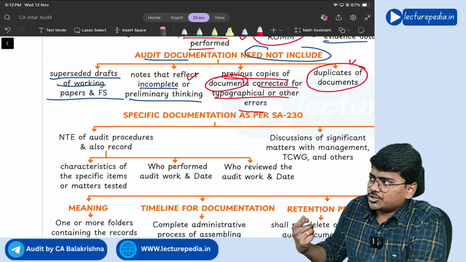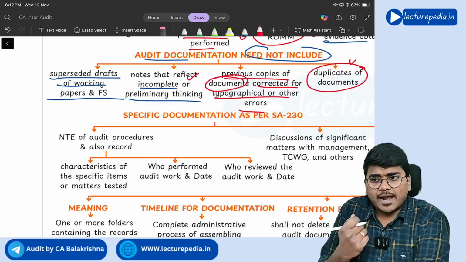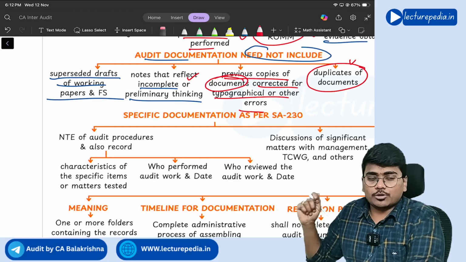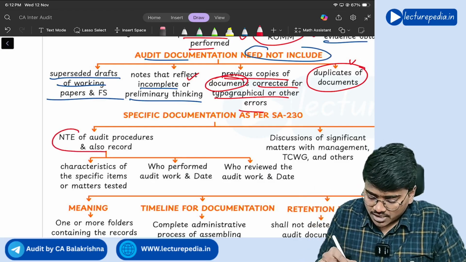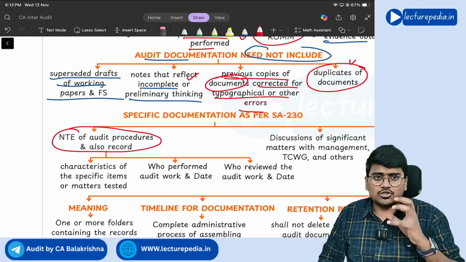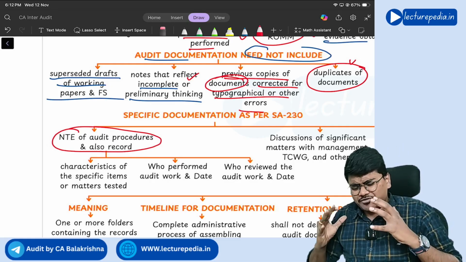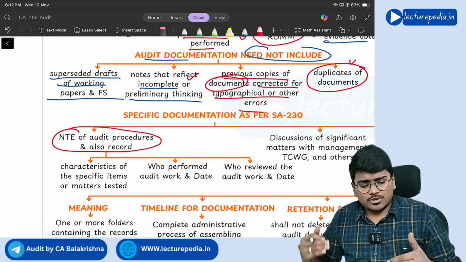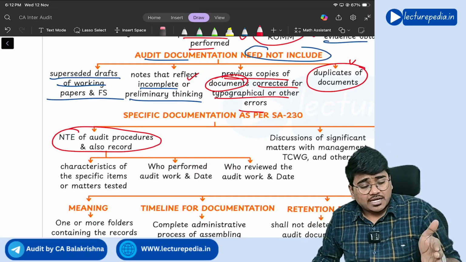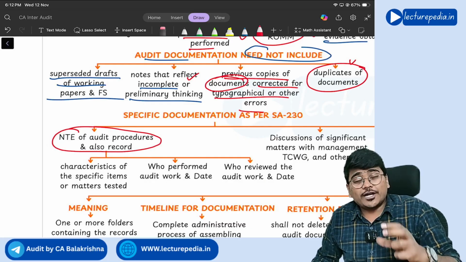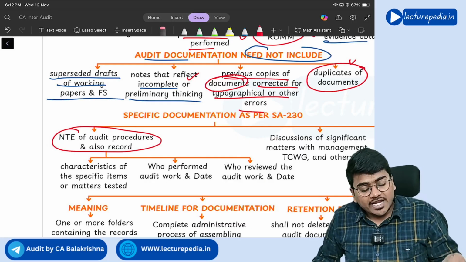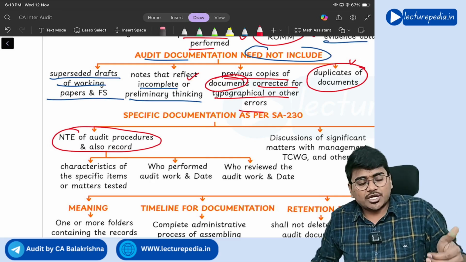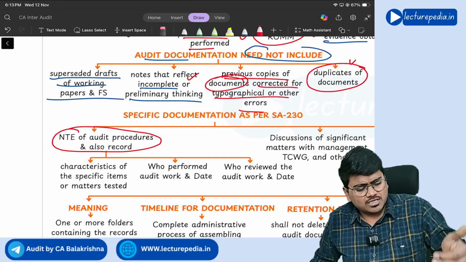Next, certain specific documentations as required by SA 230. So as per SA 230, every auditor has to mandatorily keep these particular documentations. So what are those documentations? Let us see. First of all, nature, timing, extent of audit procedures, and also record the following. So every auditor, this is very basic, right? Every auditor has to document what is the nature, timing and extent of audit procedure that he has performed. See, nature of audit procedure means whether it is external confirmation, whether it is inspection, whether it is observation, whether it is reperformance.